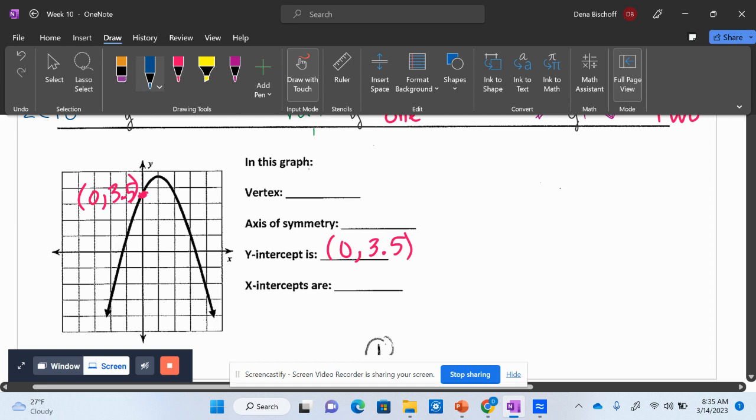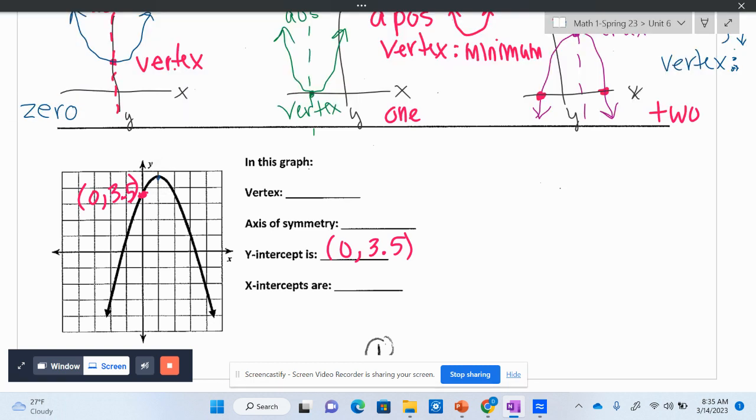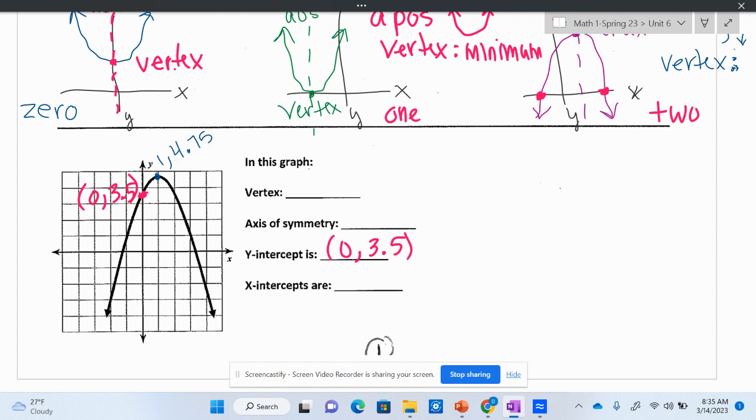My vertex is this point right here. It's the highest point on my graph. And I said that that's the ordered pair (1, 4.75). So that's what your vertex is. Your vertex is an ordered pair, (1, 4.75).